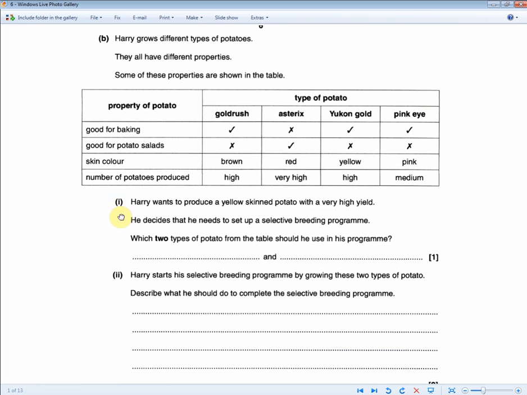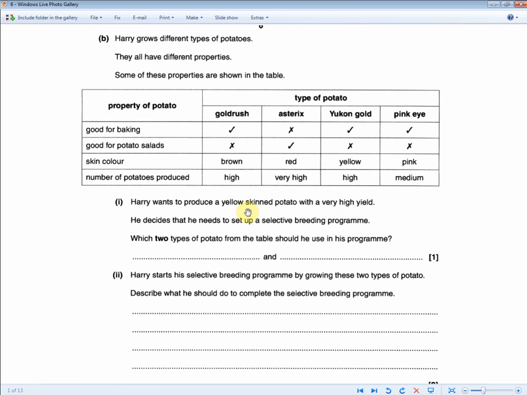Pink Eye. So the question then carries on to tell us that Harry wants to produce a yellow skin potato with a very high yield. He decides that he needs to set up a selective breeding program. Which 2 types of potato from the table should he use in his program? So 1 mark, you've got to get the 2 right, 1 for each of the desired characteristics.